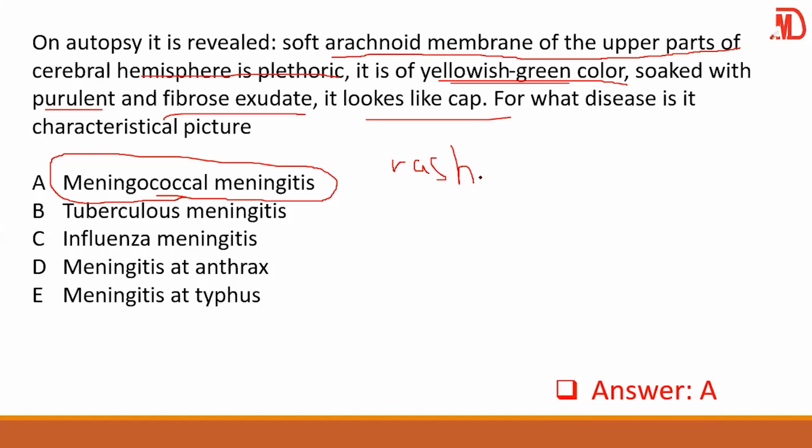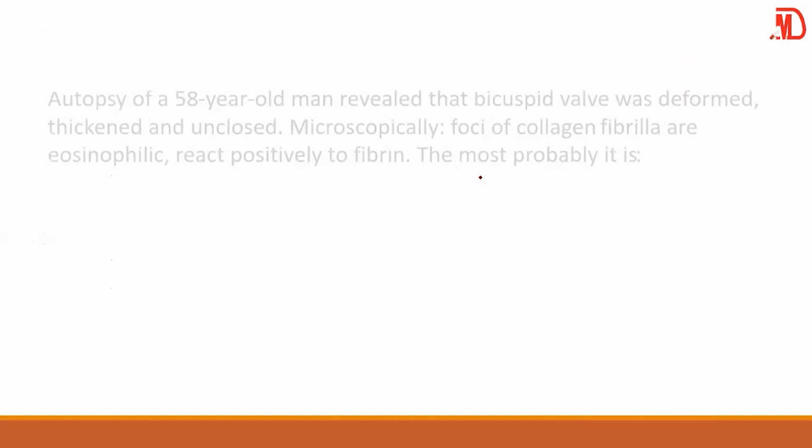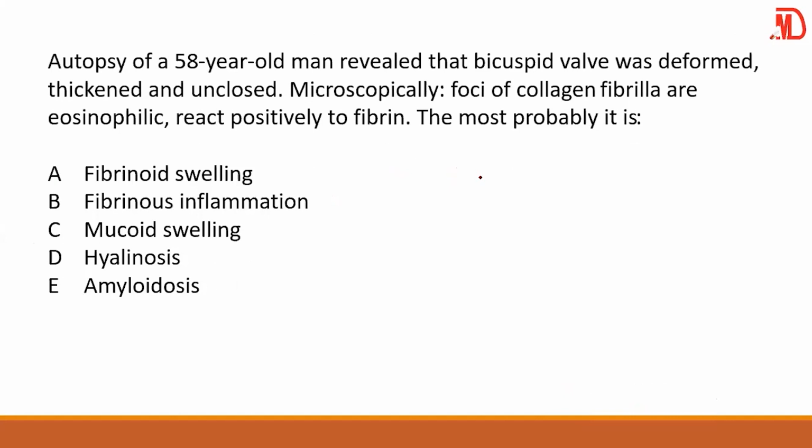All right. Good. Autopsy of the 8-year-old man revealed the bicuspid valve was deformed, thickened, and unclosed. Microscopically, there are foci of collagen fibers that are eosinophilic and react positively to fibrin. What is the most probable diagnosis? Look at it. The reaction to fibrin is positive.